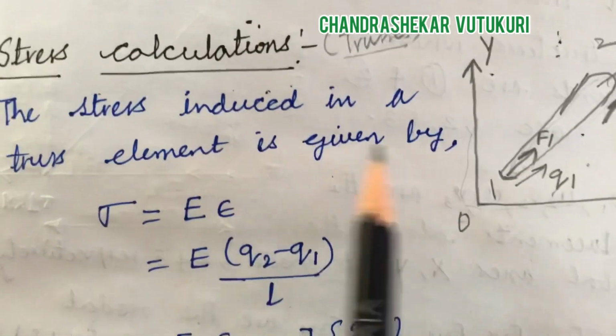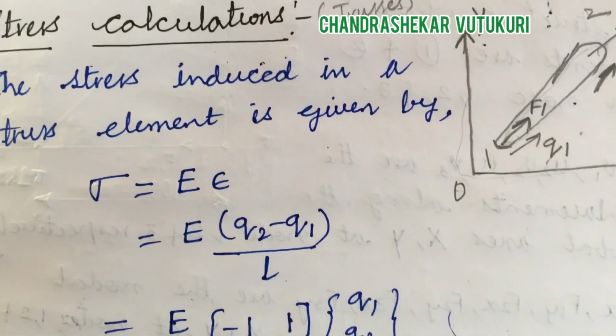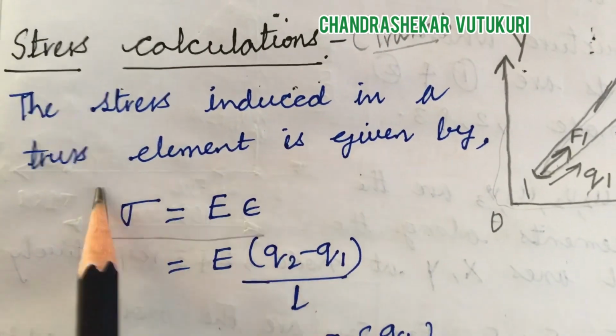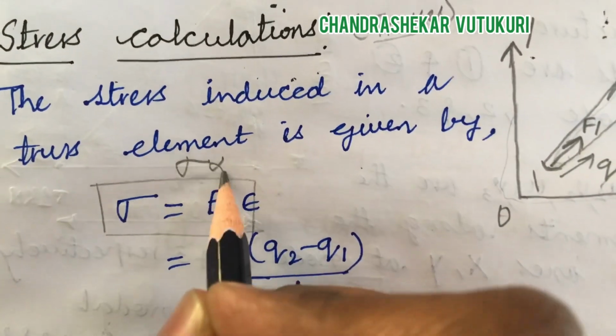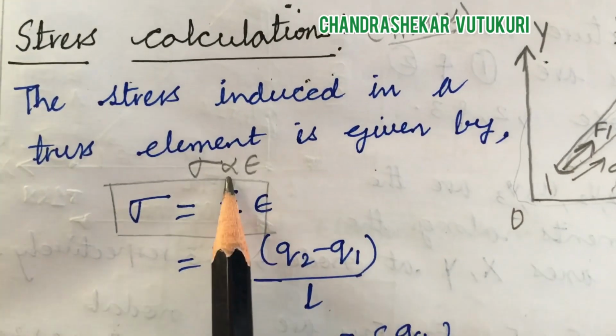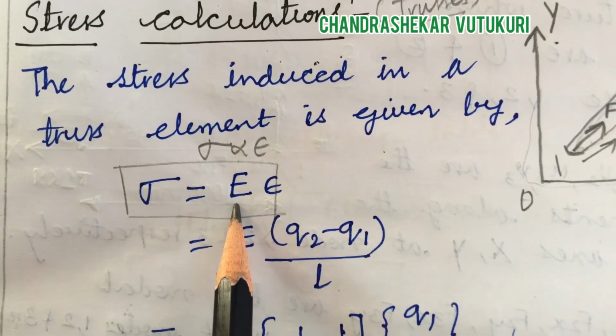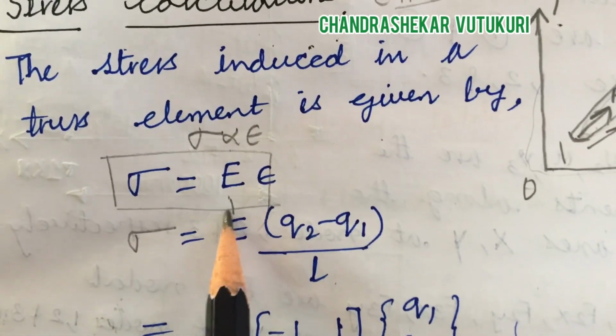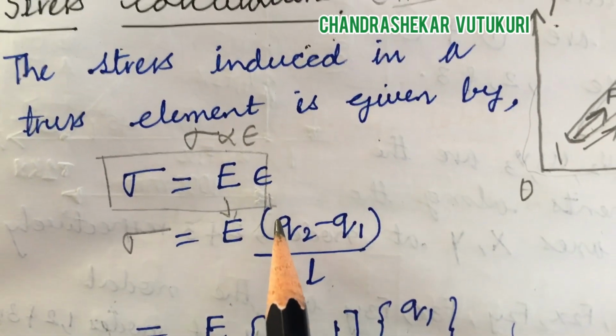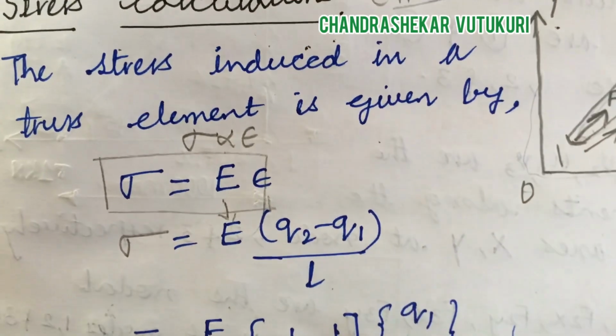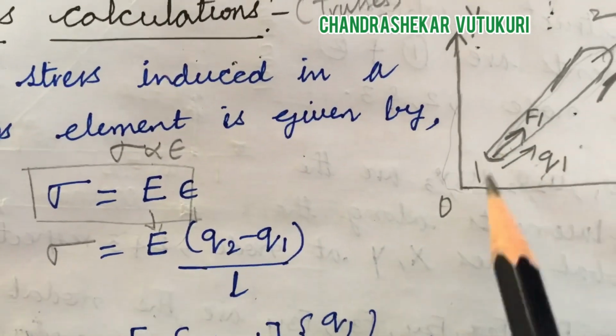Now the stress induced in a truss element is given by what? It's very easy. We know that stress is directly proportional to strain. Removing the proportionality constant, we insert Young's modulus here. So stress equals Young's modulus into strain. We know that strain is nothing but the change in length to the original length, so the change in the displacement functions.